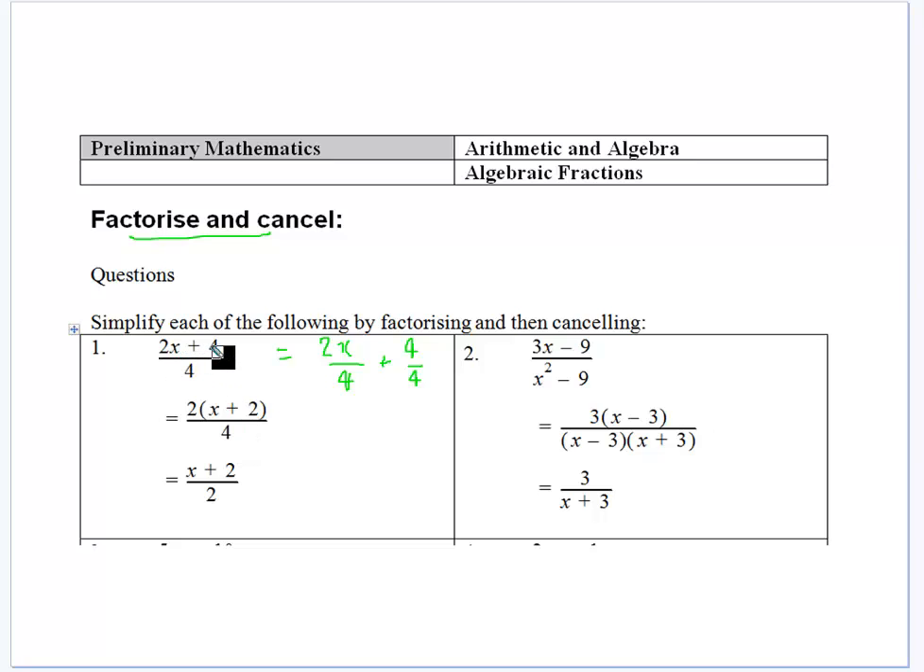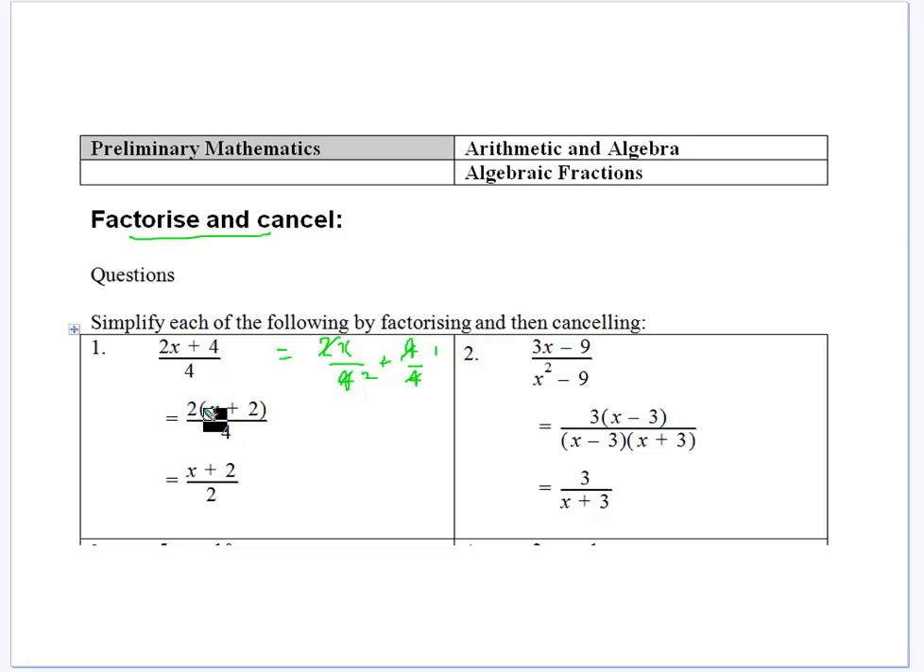So we've got the 2x plus 4. We cancel like that if you wanted, and that would be x over 2 plus 1, which is x over 2 plus 2 over 2, which would be 1. So you could do it that way, or you could factorise the 2 out, and now because you're multiplying two things, you've got 2 times x plus 2 divided by 4.